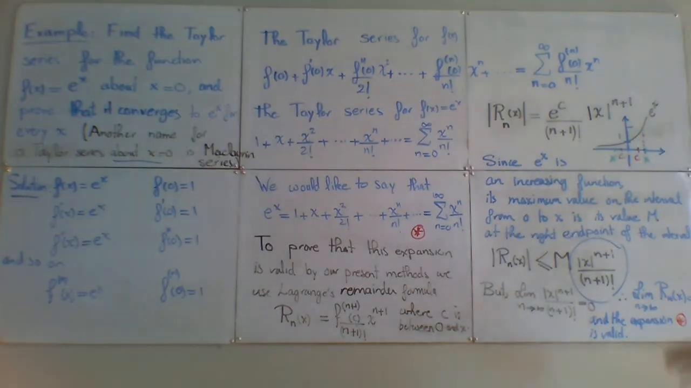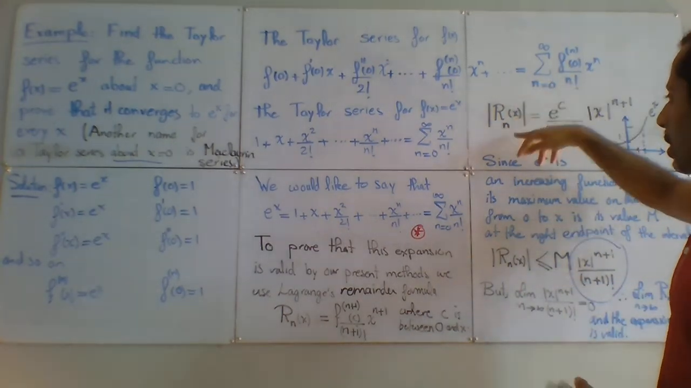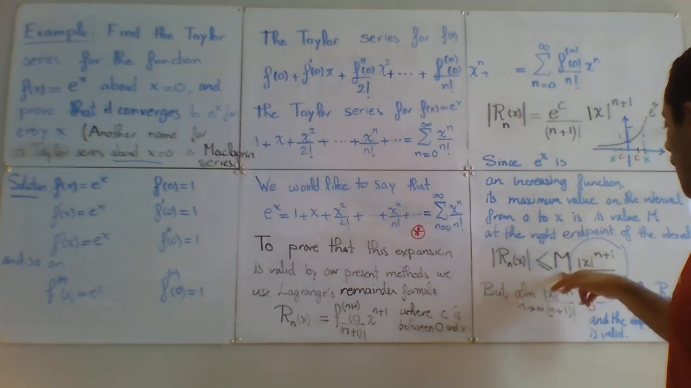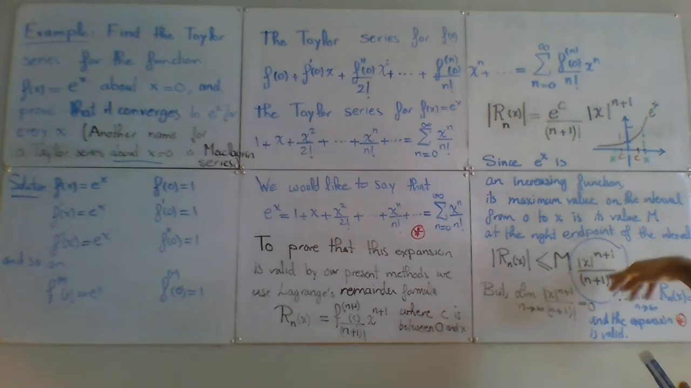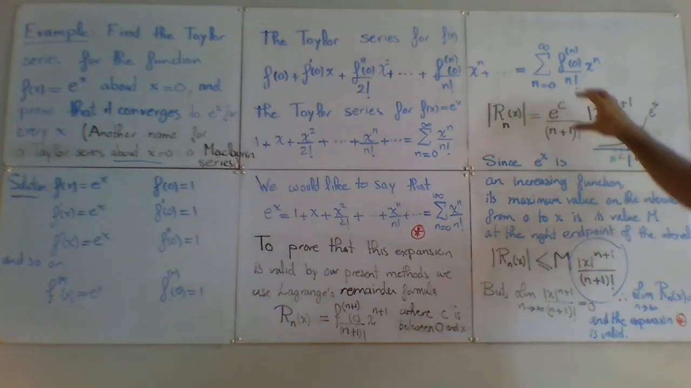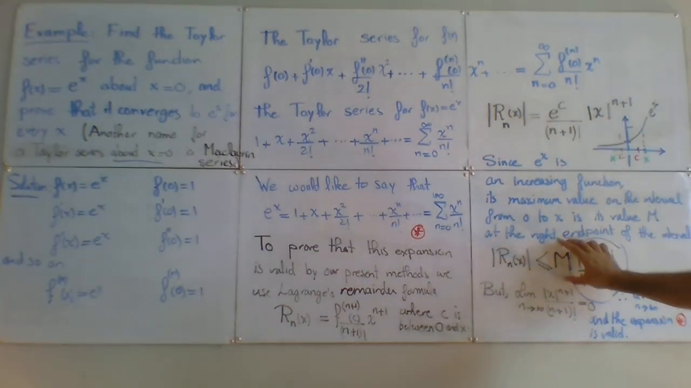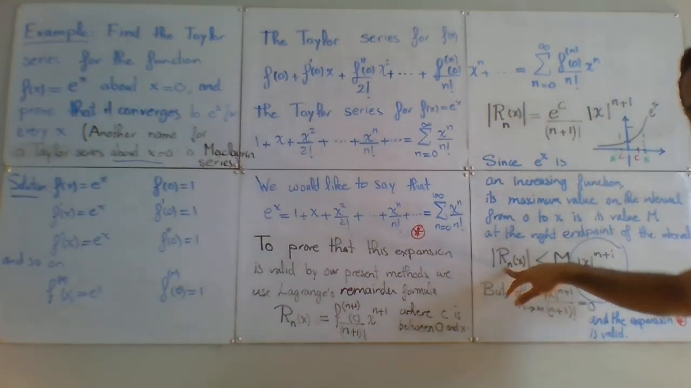So if we denote the value of e to the x at the right endpoint of the interval by capital M, then we can say that the absolute value of R_n(x) is less than or equal to M multiplied by absolute x to the n+1 divided by (n+1) factorial. Now this M is fixed; it does not change with n.